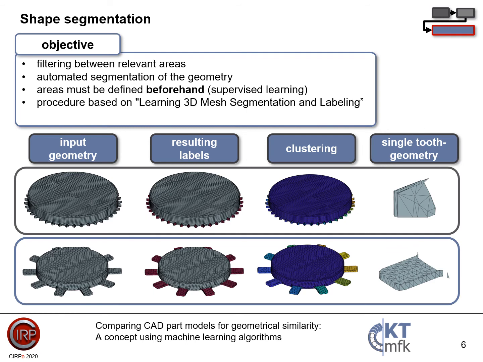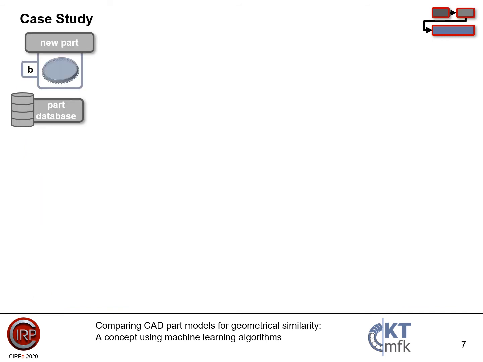So now, if you just look at one class, you can see that the tooth is now separated, and this is the necessary step for the local similarity comparison, where again, like mentioned earlier, the part is projected via the normal direction, and so the correlation coefficient can be calculated and the two geometrical features of the part can be compared among each other. Now I would like to show a small case study of the whole concept to explain in more detail how it works for an actual case.